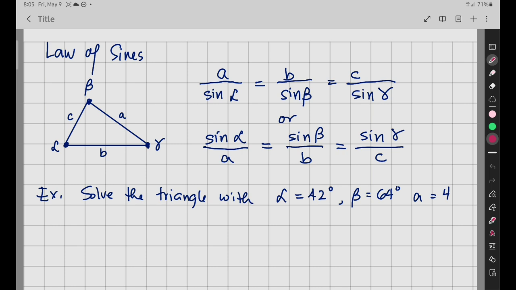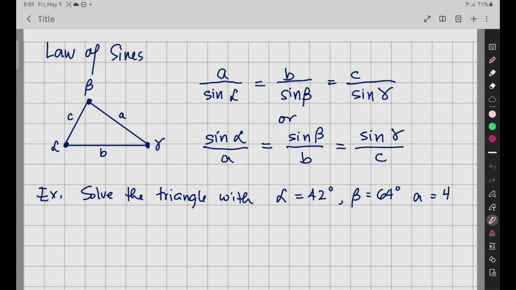So it could be A over sine alpha equals B over sine beta equals C over sine gamma. Or it could be the reciprocal, which is sine alpha over A equals sine beta over B equals sine gamma over C. Let's have our first example.